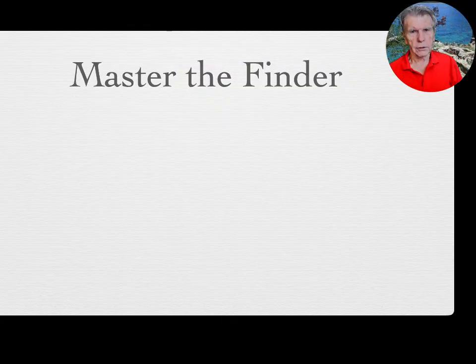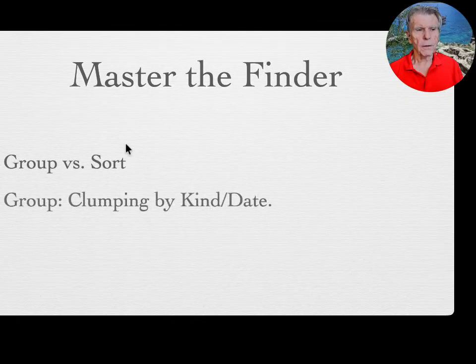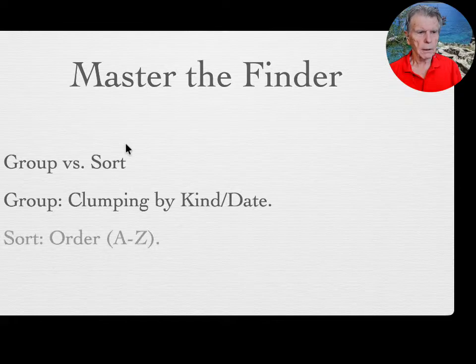Okay. So we'll pick up where we left off. So we've got group versus sort. You can group by clumping things together by kind and date and other criteria, and then you can sort the order of your list from A to Z or from Z to A. So let's see how that works.